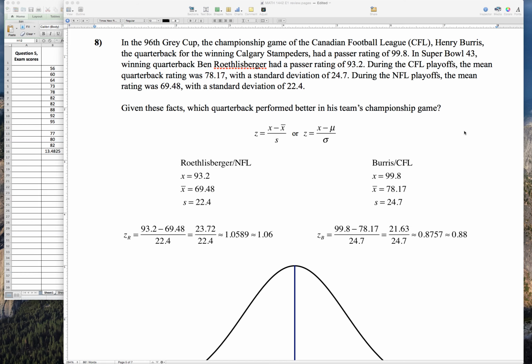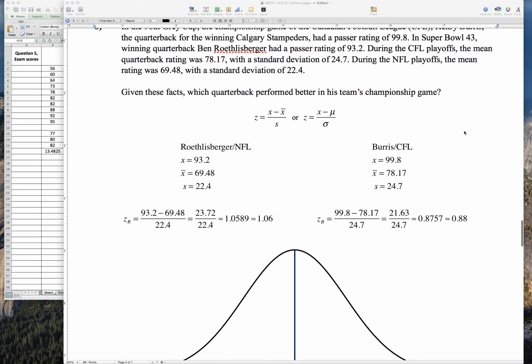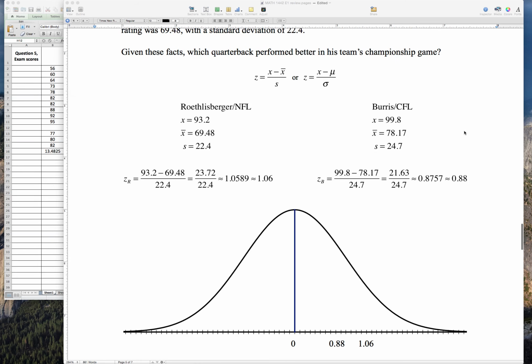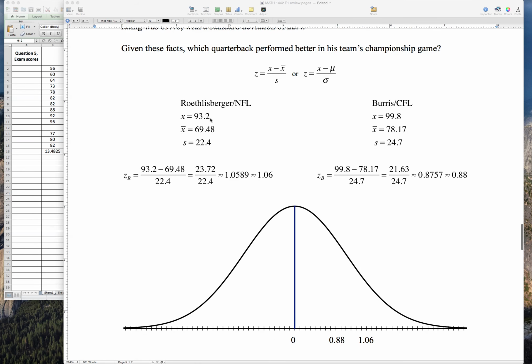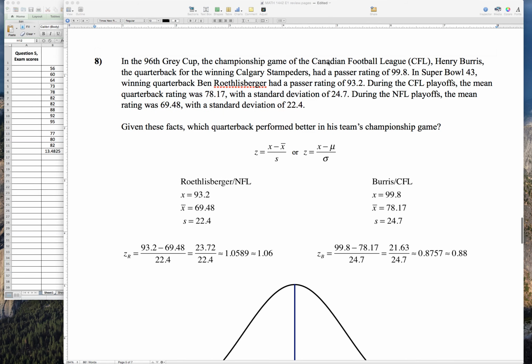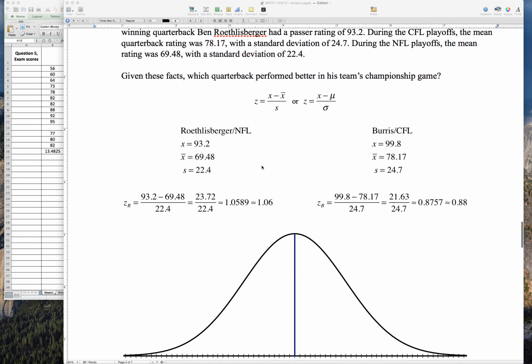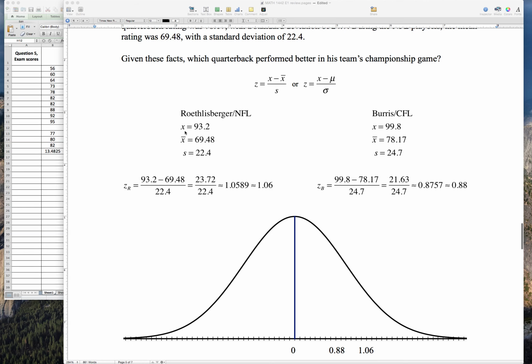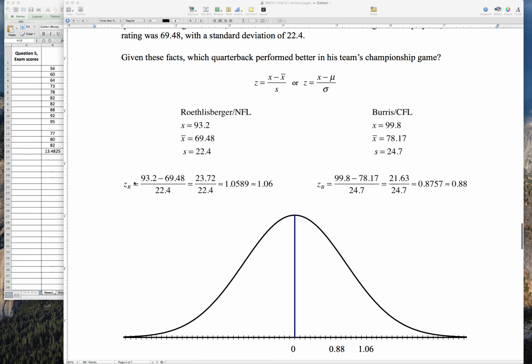Now, for this question and for many questions that will follow farther along in the semester, I recommend that you make a legend. You make a list of the variables that you're given in the question. Then you can see what those values are and you can plug them into your formula, and away you go with your calculations. So I've made a list of Ben Roethlisberger's numbers, his passer rating, and that's the individual value.